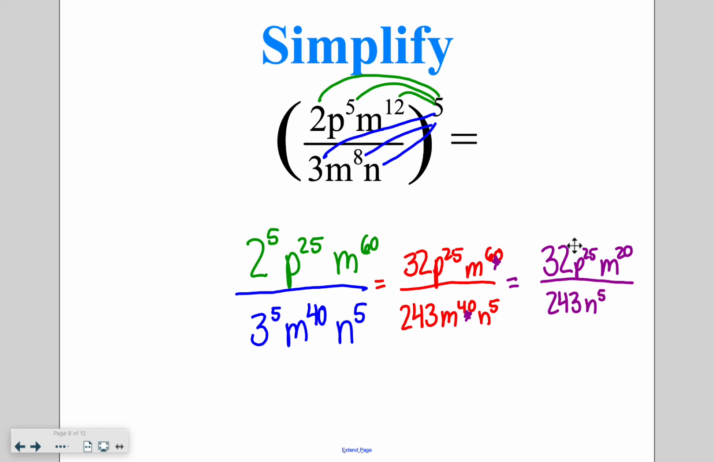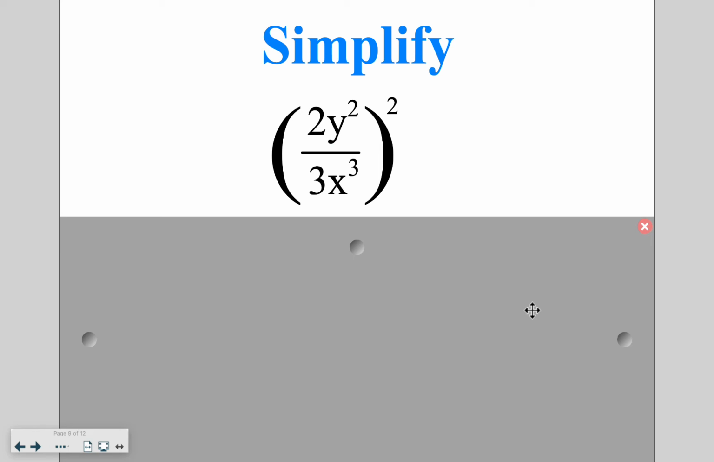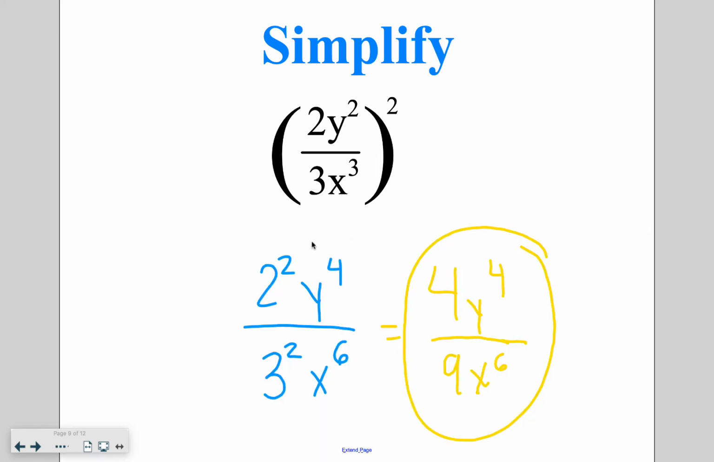There was nothing for the p and the n to be combined with, so those stay put as you are simplifying. Go ahead and try this one on your own. So distributing that squared into each value, 2 to the 2nd, y to the 4th, 3 squared, x to the 6th, giving you the final answer of 4y to the 4th over 9x to the 6th.